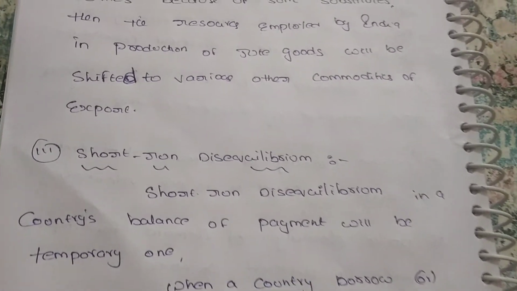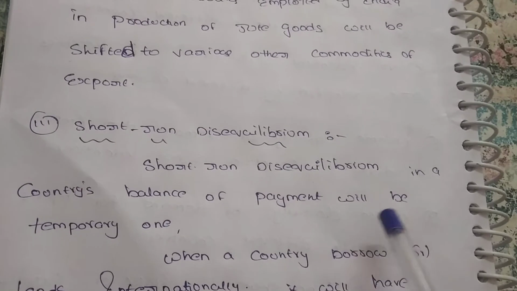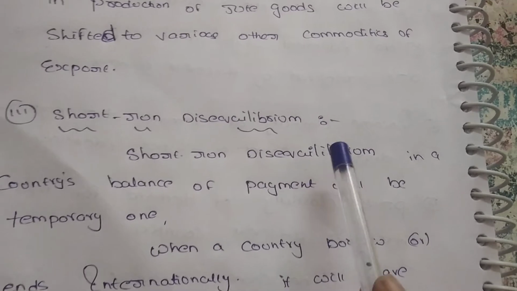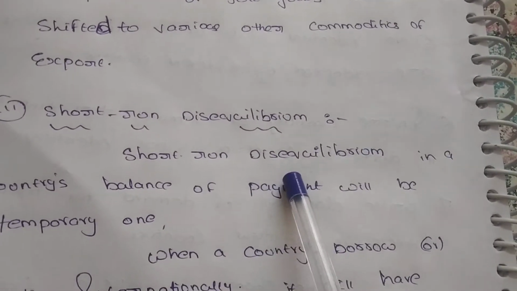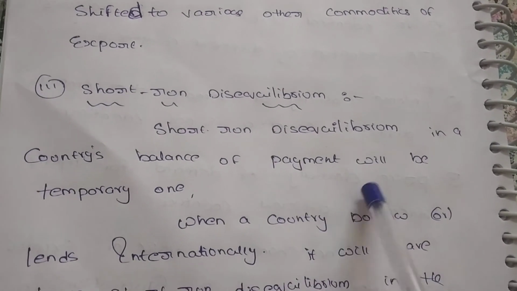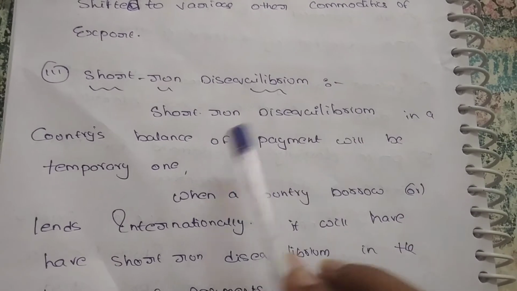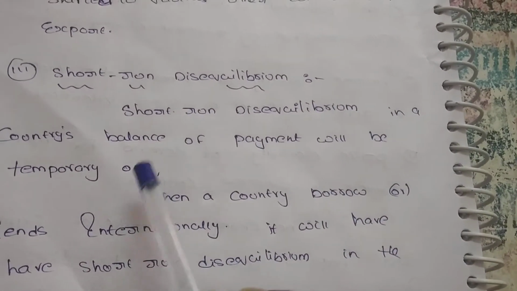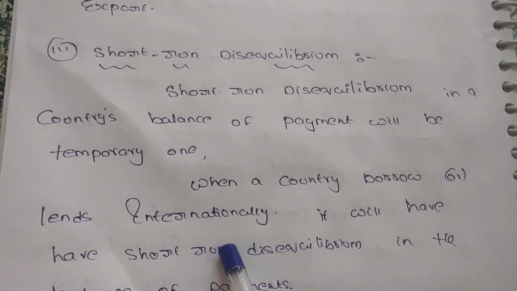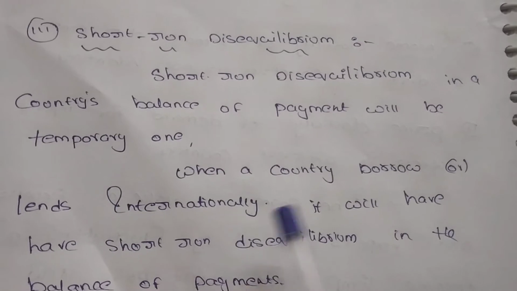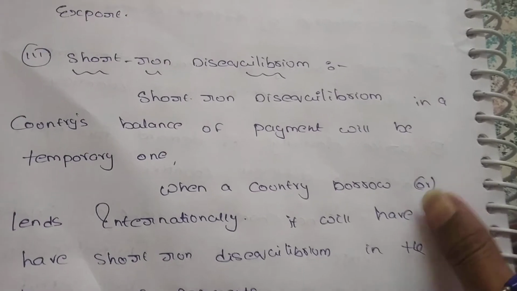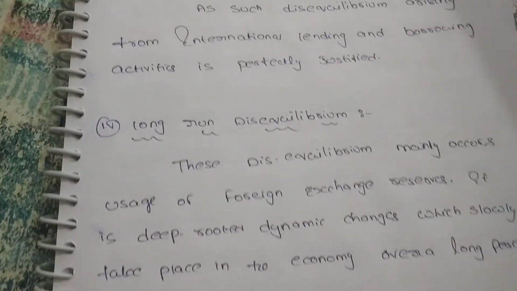Next, short-run disequilibrium. Short-run disequilibrium occurs when we want to take loans or advances from different international countries in a short period of time. A short period of time means within 1 year. At that time we incur short-run disequilibrium. Short-run disequilibrium in a country's balance of payments will be a temporary one. Short-run disequilibrium is a temporary one. When a country borrows or lends internationally, it will have short-run disequilibrium in the balance of payments account.